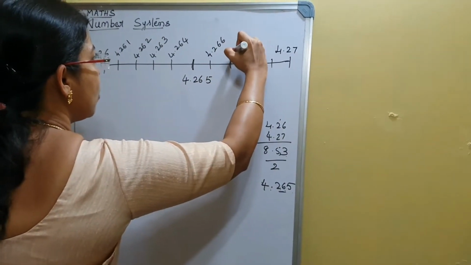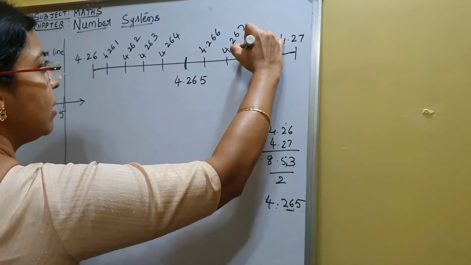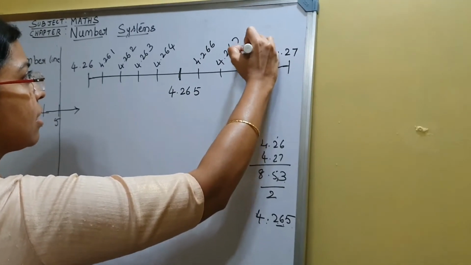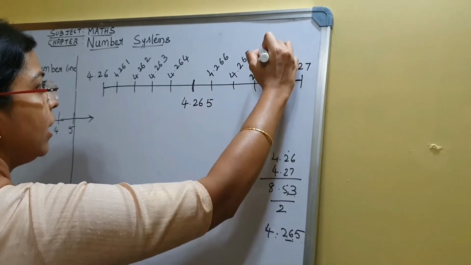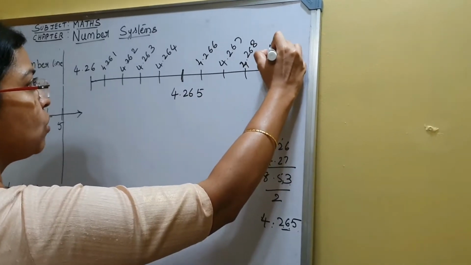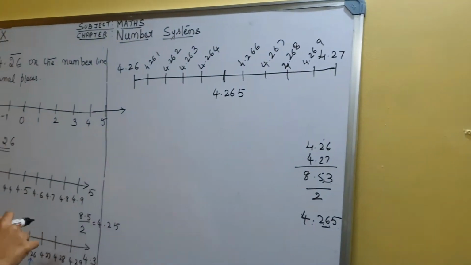4.266, 4.267, 4.268, 4.269. What is the number we need?